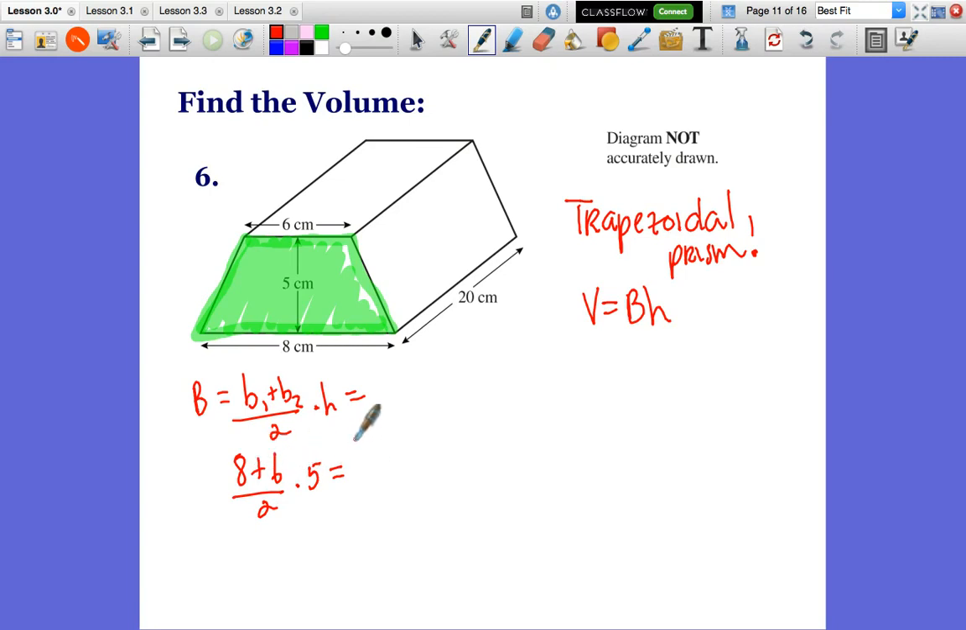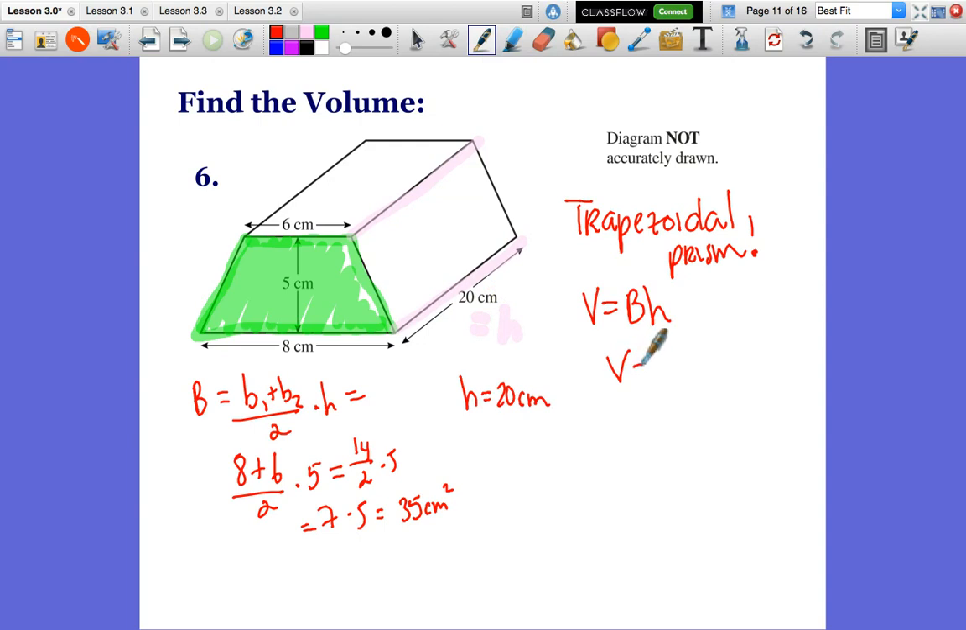That's 14 divided by 2 times 5. That's 7 times 5. So 35 centimeters squared. And then think about, well, what is the height? The distance between the two bases, 20. If you looked it up here, oh, that's also 20, right? So this is going to be the height. So the height is going to be 20 centimeters.